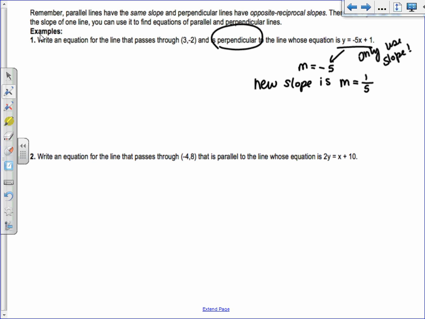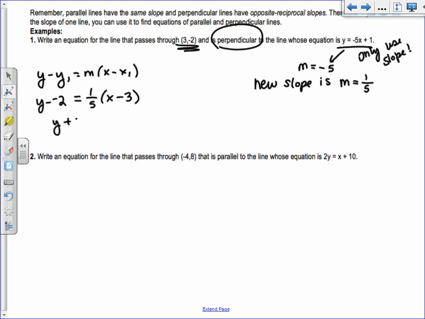Okay, a lot of people get confused and they're like, oh, I'm going to use that plus 1 too, that y-intercept. It doesn't matter where it crossed the y-axis. Like I said, there's lots of lines that are perpendicular to the same line. All right, so I have my slope. I have a point, so I'm going to do my y minus y1 equals m times x minus x1. Okay, and I'm using this point (3, negative 2). So my slope is 1/5. I have x minus 3, and I have y minus a negative 2.